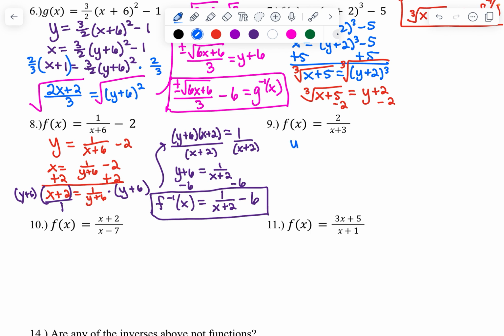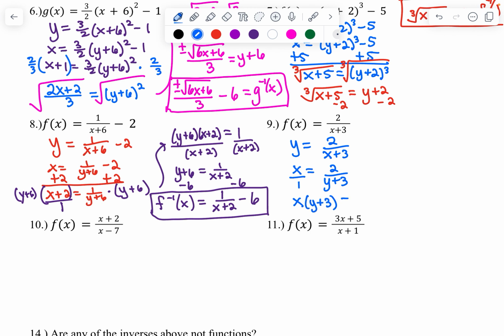So we'll try another one like that. So swap the f of x with y, then swap the x and y. So you have x equals 2 divided by (y plus 3). And again, if you want to think of it as a proportion, just remind yourself whole numbers have a denominator of 1, so you can cross multiply. Or just think of it as fraction busting and multiply both sides by the (y plus 3).